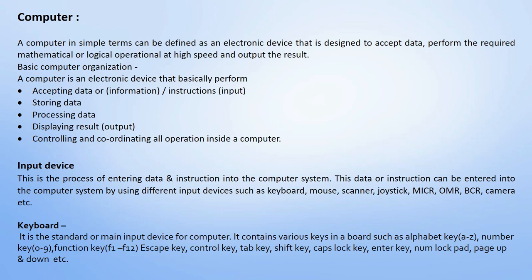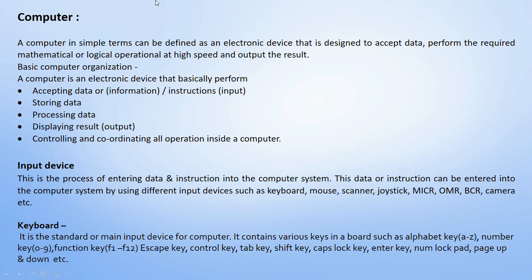Okay, so there are three stages: input, process and output. Input device is the process of entering the data and instructions into the computer. This data or instruction can be entered into the computer system by using different input devices, for example keyboard, mouse, scanner, joystick, MICR, OMR, camera, etc. And remember, your keyboard is your standard input device.